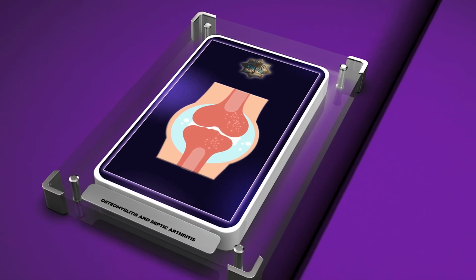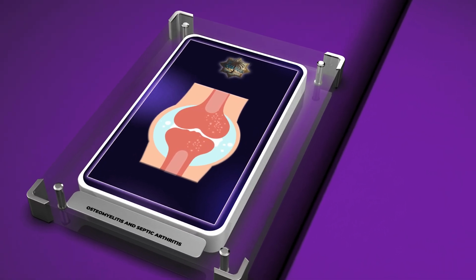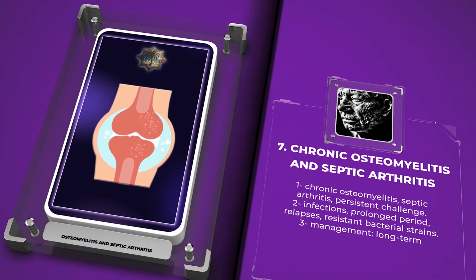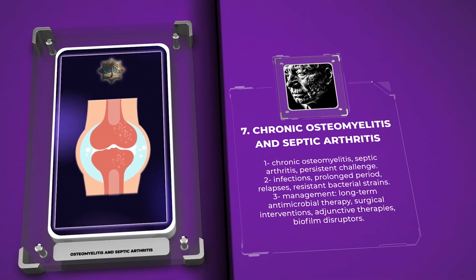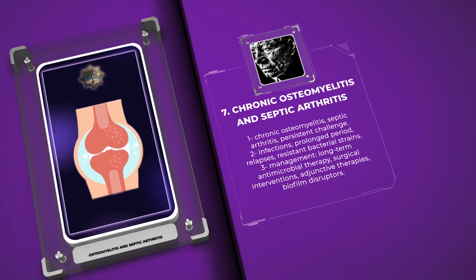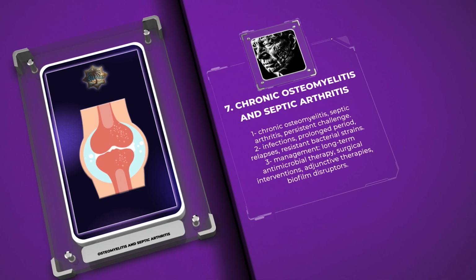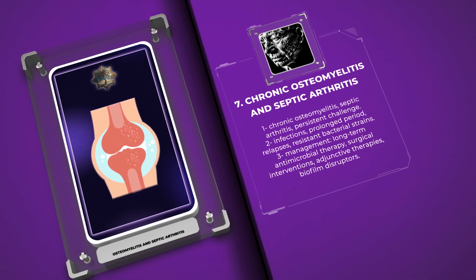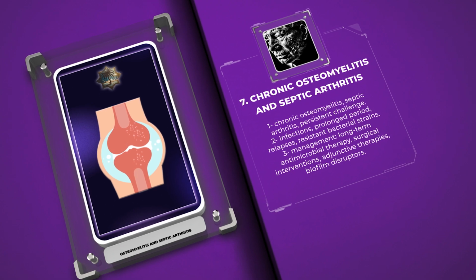Chronic forms of osteomyelitis and septic arthritis present a persistent challenge in clinical practice. These infections can persist for a prolonged period, despite appropriate treatment, leading to relapses and the formation of resistant bacterial strains. The management of chronic cases involves long-term antimicrobial therapy, surgical interventions, and adjunctive therapies such as biofilm disruptors.